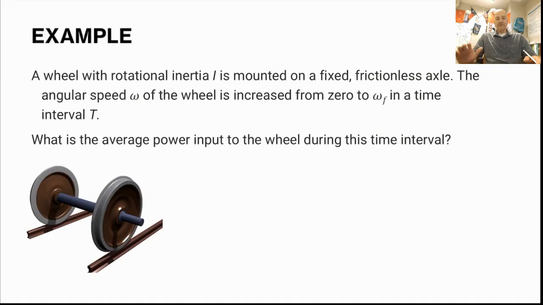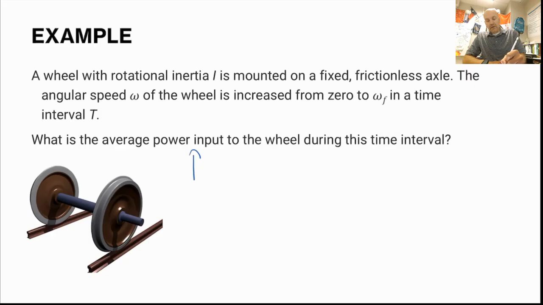All right, so let's look at an example. We have a wheel with a rotational inertia of I mounted on a fixed frictionless axle. The angular speed omega is increased from 0 to omega f in time interval t. What is the average power input to the wheel during this time interval?